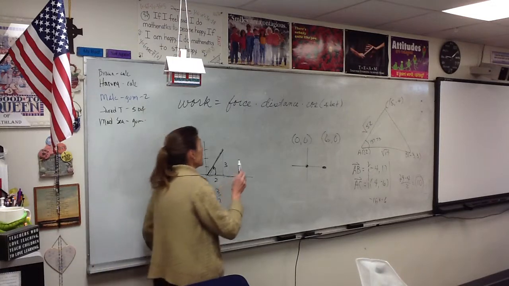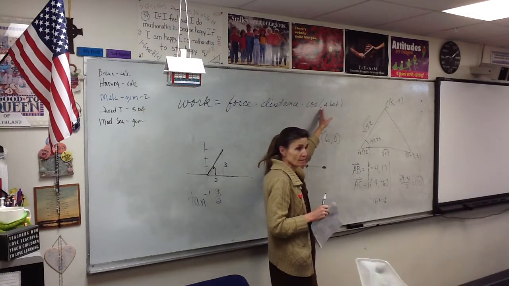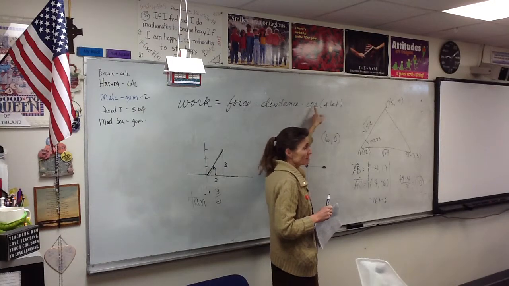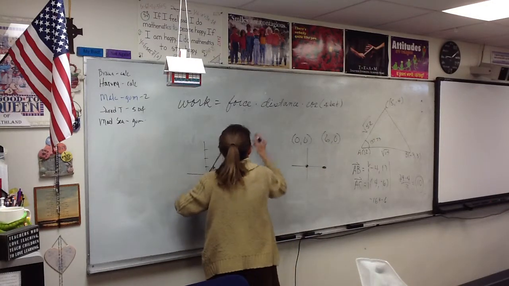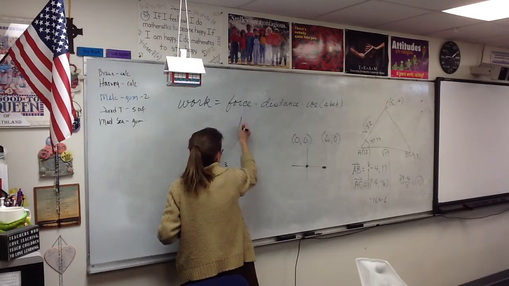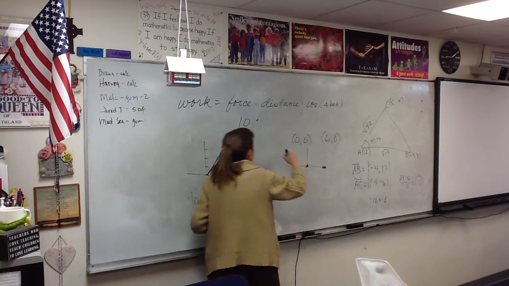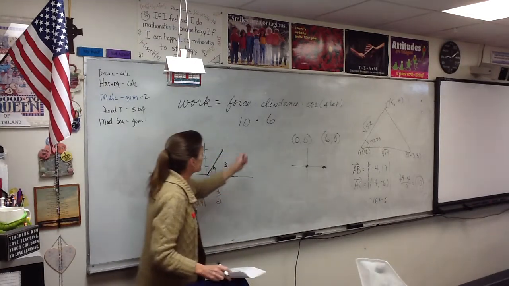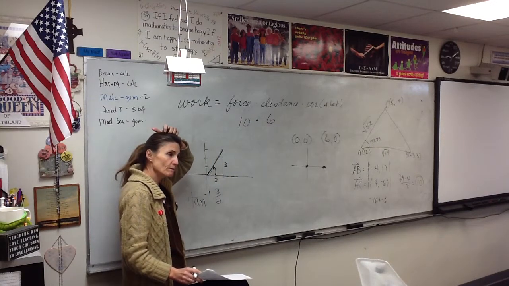56 point something. Okay. Now, what do I need to know about that angle? I got the angle. Cosine. So I'll take cosine of the answer. Now, I need to multiply that times the magnitude of the force. What is the magnitude of the force? 10. Times the distance the object is moving. How far is the object moving? 6. So you're going to take the cosine of this angle that you just found and multiply it by 60, and that will be the answer to the question.